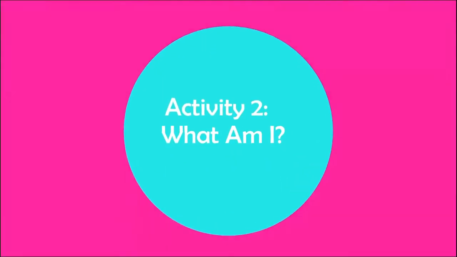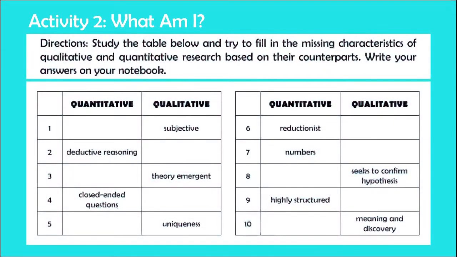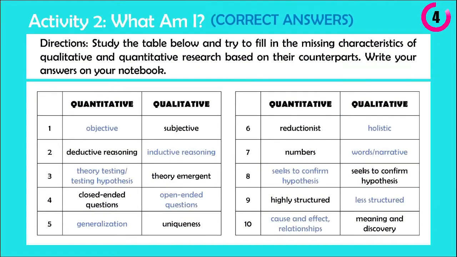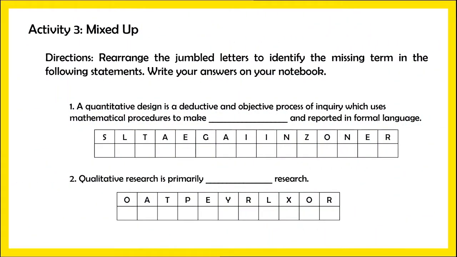Activity 2. What am I? Directions. Study the table below and try to fill in the missing characteristics of qualitative and quantitative research based on their counterparts. Write your answer on your notebook. Activity 3. Mix up. Directions. Rearrange the jumbled letters to identify the missing term in the following statement. Write your answer on your notebook.